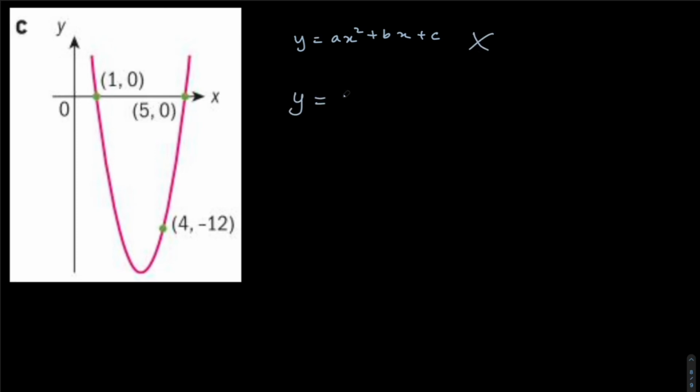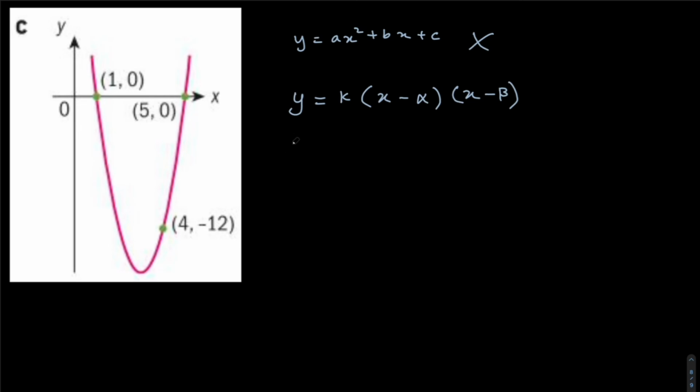I'm going to use y is equal to k times x minus alpha times x minus beta, where alpha and beta are my 2 roots, basically my value of x when y is equal to 0. And I'm going to have some constant k, because I also have to take into consideration how wide or how narrow my parabola is, and this constant k accounts for that.